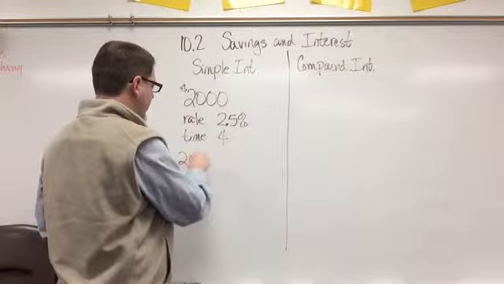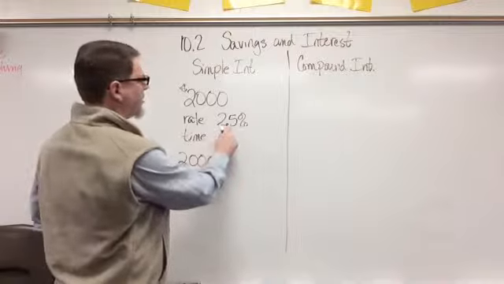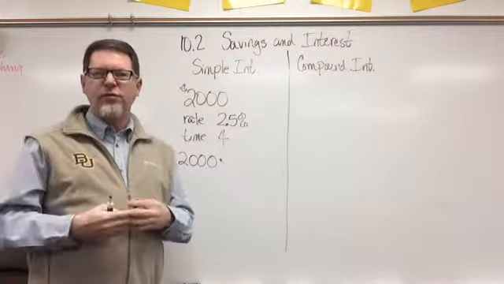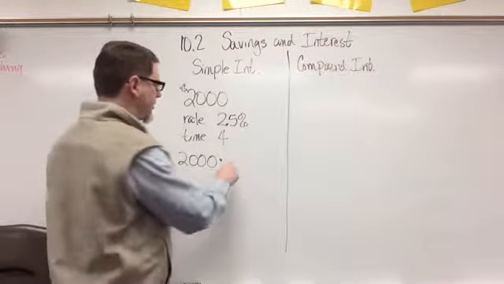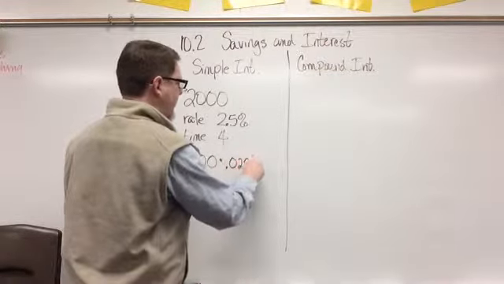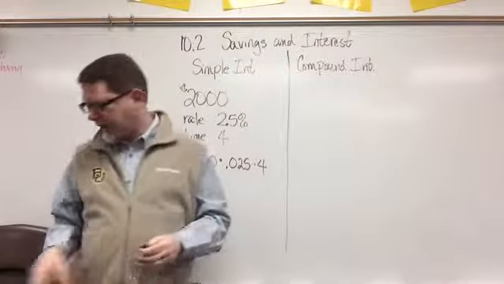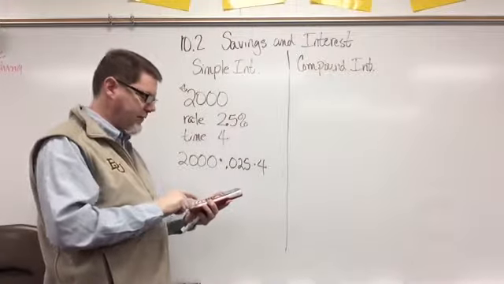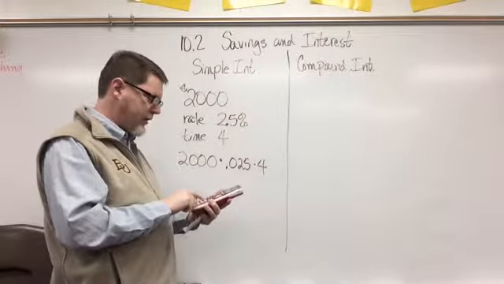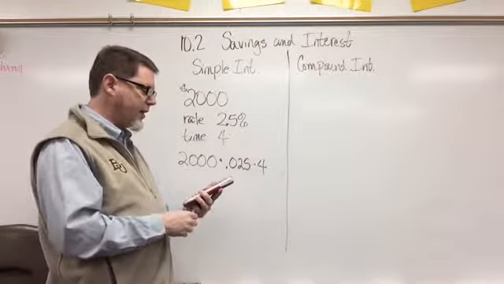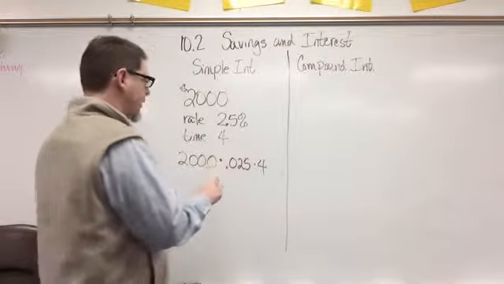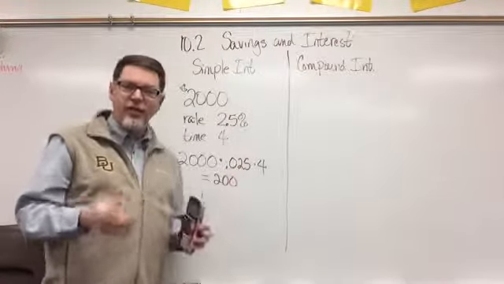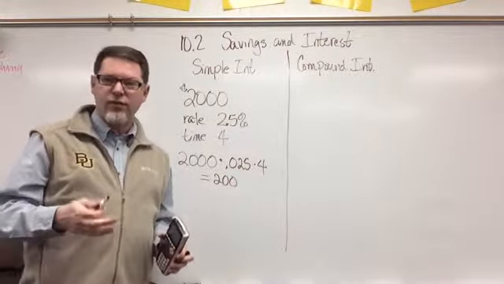So I take 2,000, I multiply it by 2.5% converted to a decimal. Remember that to change a percent to a decimal, we move the decimal 2 places to the left. So this is going to be 0.025 times 4. And then I get my trusty calculator, and I plug it into my calculator. 2,000 times 0.025 times 4, and that is $200. So that equals $200. So that's just the interest that I'm going to earn over those 4 years.